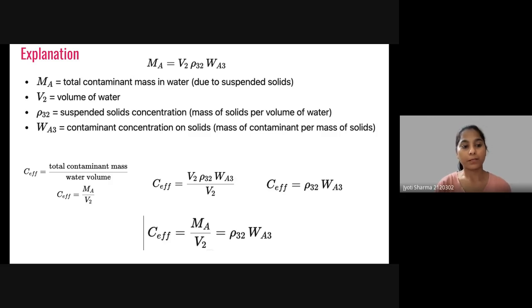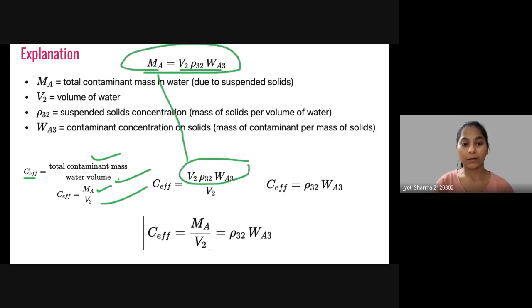So yeah, effective concentration is your total contaminant mass divided by total water volume. So this will be MA divided by V2, and we already know that this will be equal to V2 rho 32 WA3 divided by V2, right? So this is your mass, taken from here, divided by total volume. So V2 will be cancelled, so this will be this one, right?